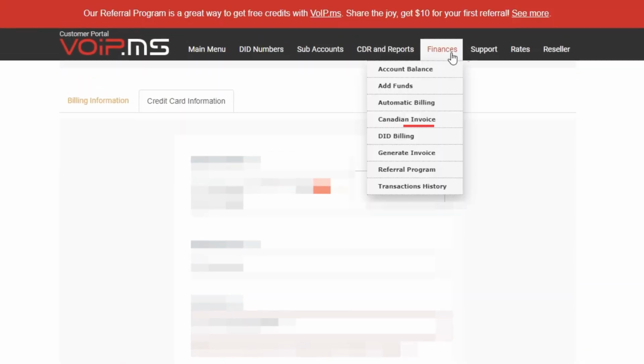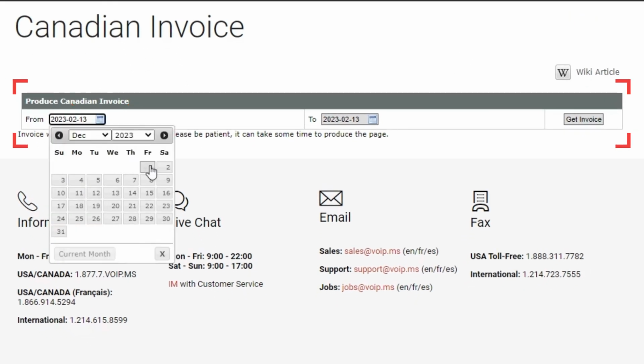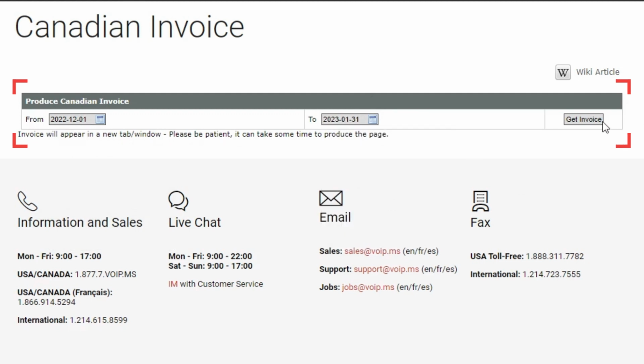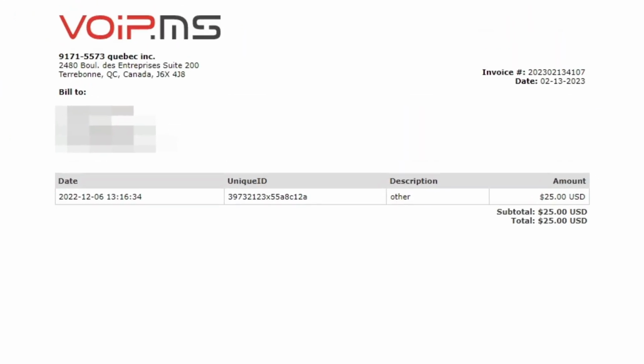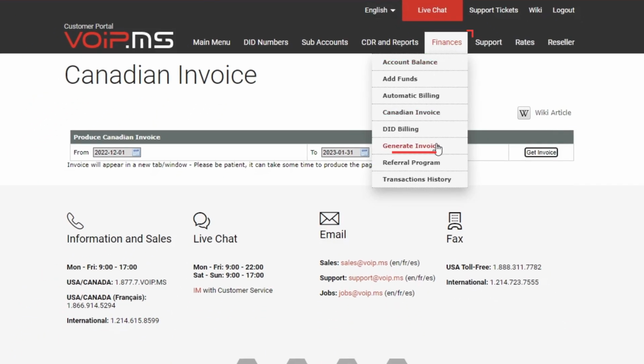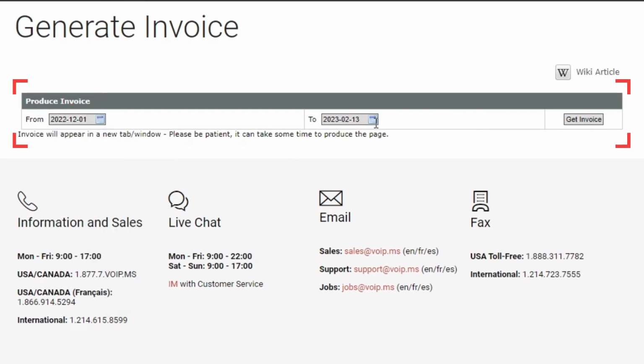Both the Canadian Invoices and Generate Invoice sections provide you the opportunity to generate an invoice in PDF format for a selected period, with the difference that the Canadian Invoice option generates invoices with tax information for Canadian tax purposes. I will generate an invoice for the last month of 2022 and the first month of 2023 as an example.